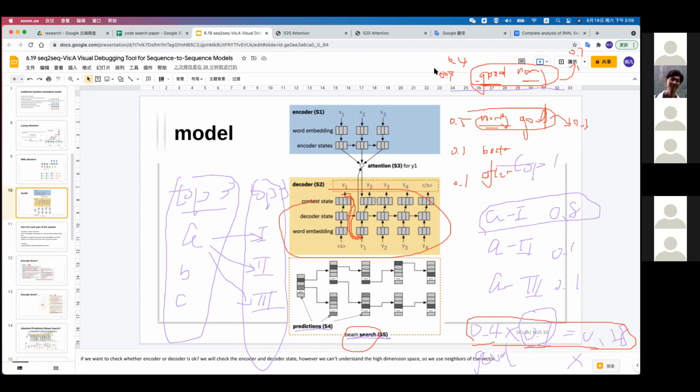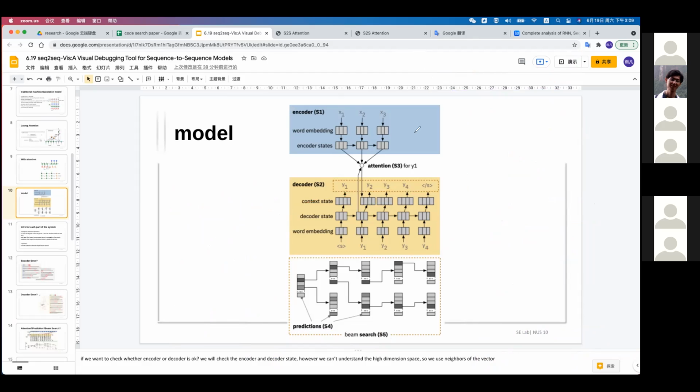Okay. So after you understand the whole architecture of the model, you will think about what to visualize. For example, if you want to check whether the encoder is good or not, you need to check whether the encoder state is good or not. If you want to check whether the attention is good or not, you need to visualize the score of the attention mechanism. The same goes for the prediction and the beam search. So this is what this paper does.